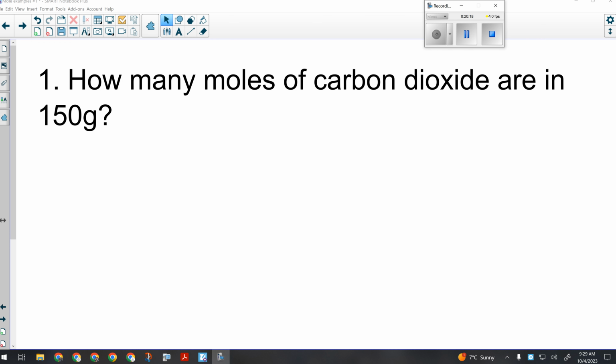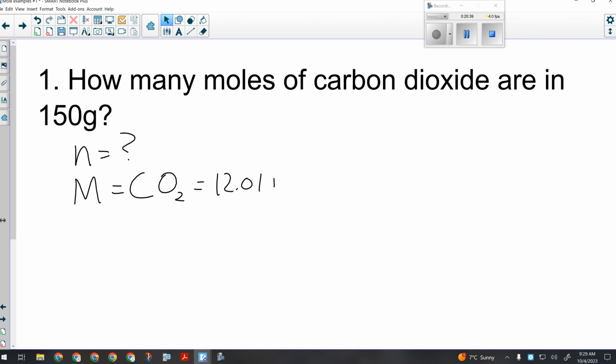All right, so for our first one here, we're looking for how many moles of carbon dioxide are in 150 grams. So our givens are as follows. I'm looking for the number of moles, n. And I know that it is carbon dioxide, so that's CO2, which is going to be 12.01 plus 16 times 2, 32. It's going to give me 44.01 grams per mole for a molar mass. And they tell me the mass of the CO2 is 150 grams.